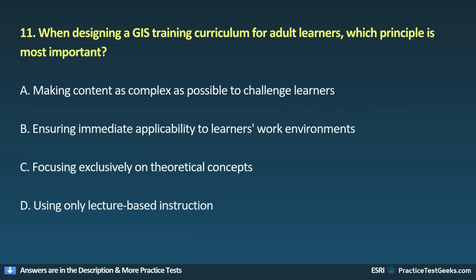11. When designing a GIS training curriculum for adult learners, which principle is most important? A. Making content as complex as possible to challenge learners. B. Ensuring immediate applicability to learners' work environments. C. Focusing exclusively on theoretical concepts. D. Using only lecture-based instruction.